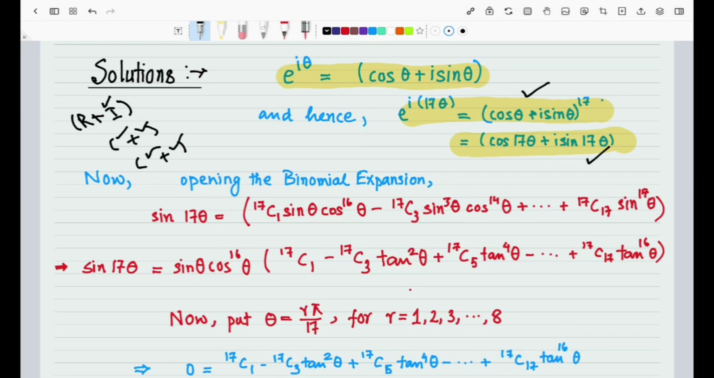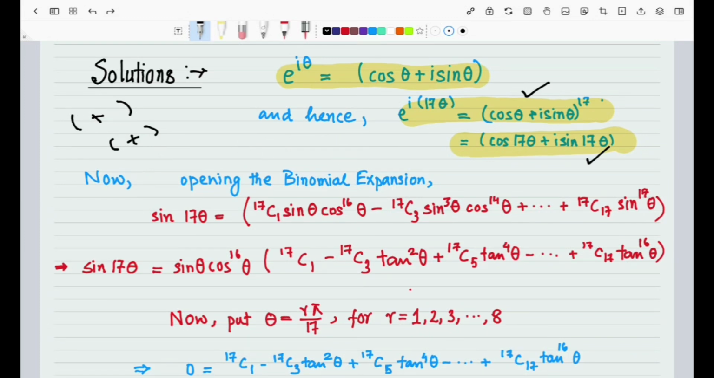If you take 3 imaginary parts, you end up with a negative sign along with the imaginary part, minus iota. If you take one imaginary part, you end up with plus iota. These are some basic things you need to know before proceeding with the solution.